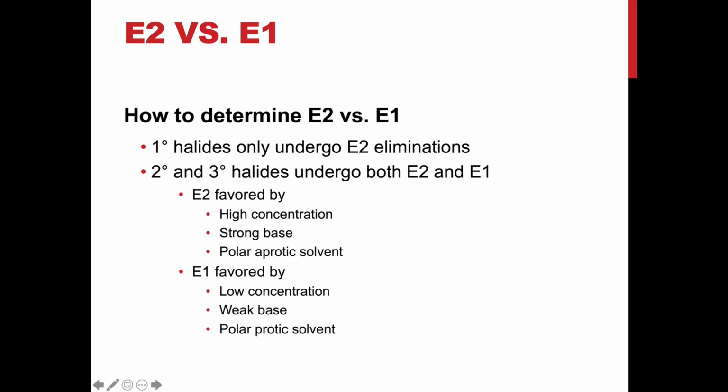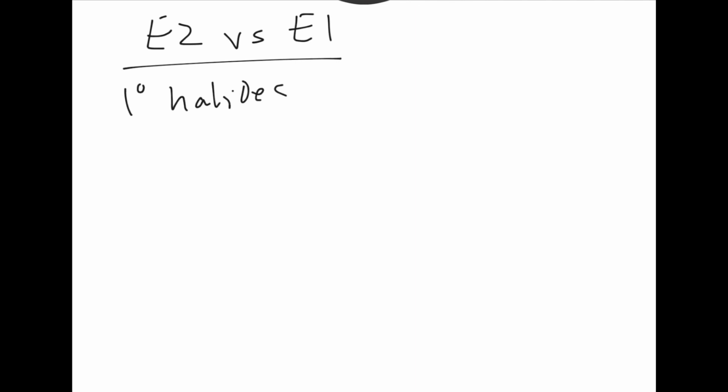Just like we did SN1 versus SN2, we're now going to do E2 versus E1. How do you differentiate the two eliminations? First, we can look at the halides. If you're just comparing E2 and E1, primary halides only do E2 reactions. So you never have to worry about an E1 happening on a primary halide because you can't make the carbocation.